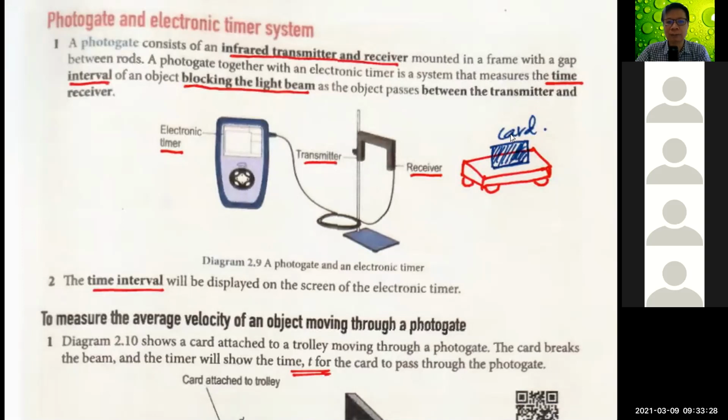Compare this with the ticker tape you learned. With ticker tape, you need to minus one tick. You remember the formula, a equals v minus u divided by t? The time has to minus one tick because it was not accurate. When you are using the photogate, we don't need to minus anymore, because this can record the time very accurately.